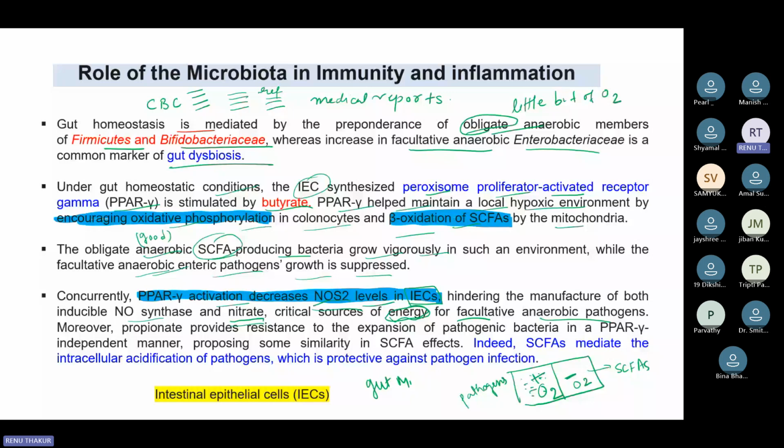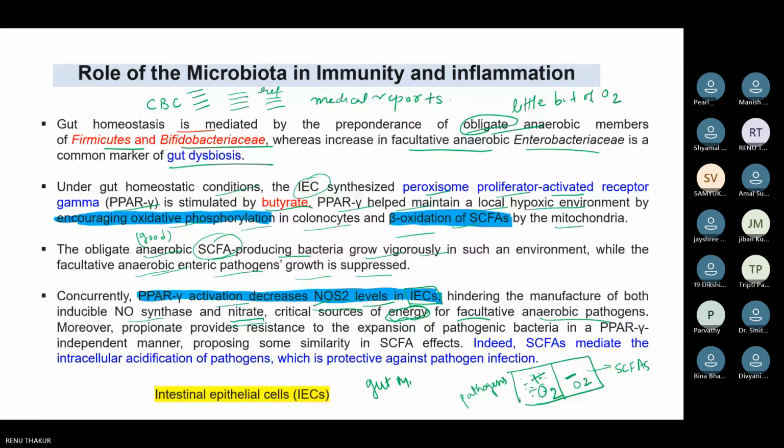You can say that our intestinal epithelial cell is responsible for so many things. So what is it doing? Firstly, everything starts from the synthesis of short chain fatty acid. They are synthesizing short chain fatty acid.